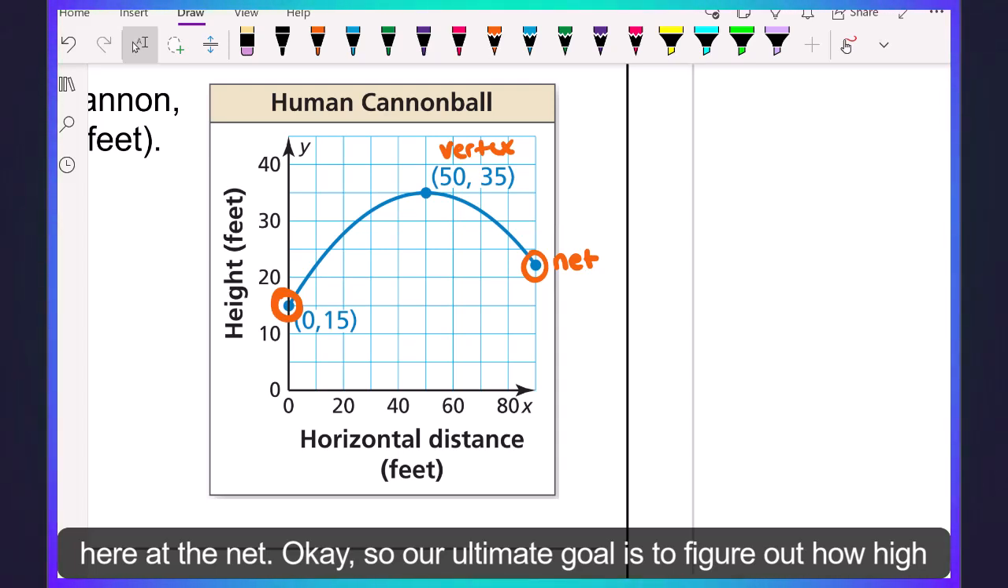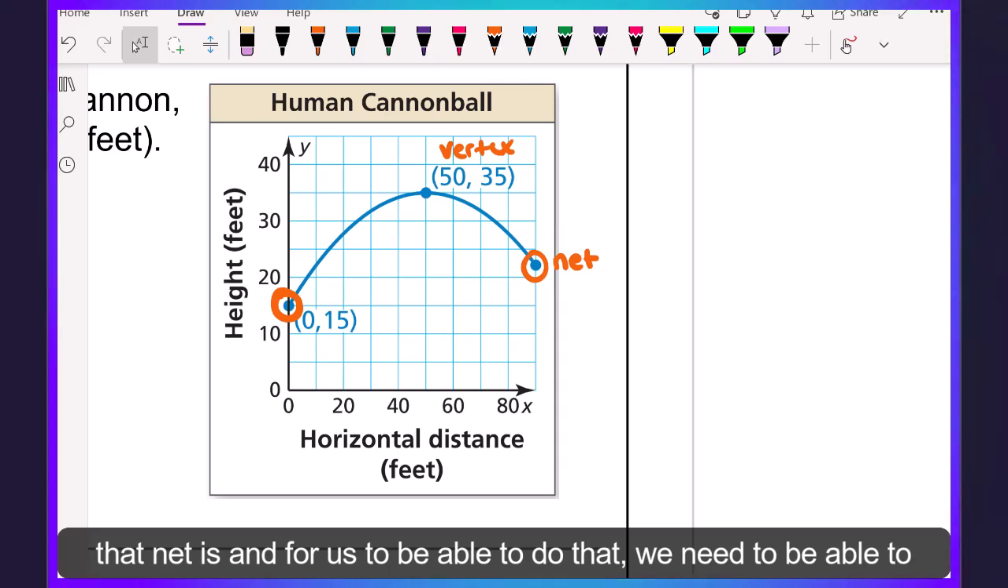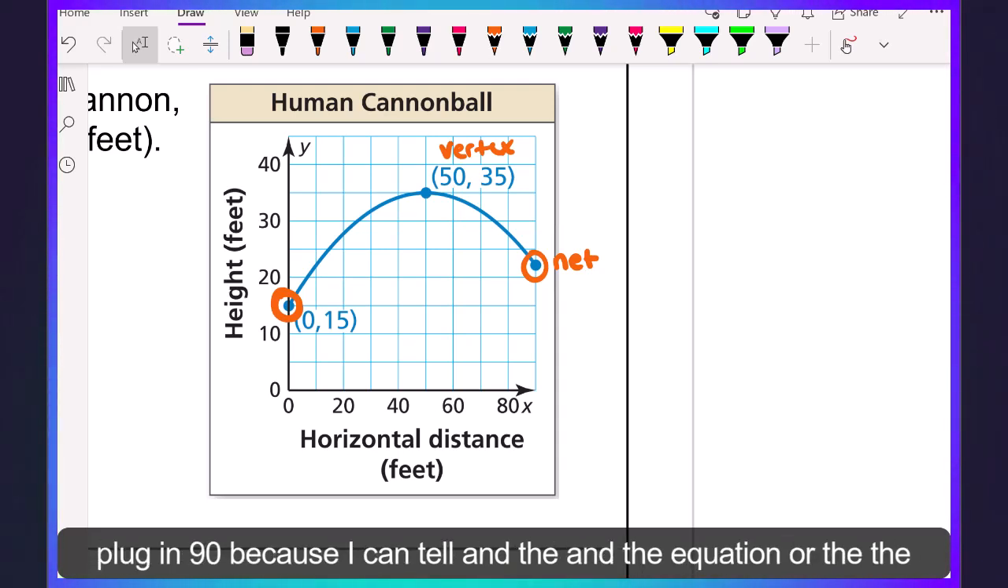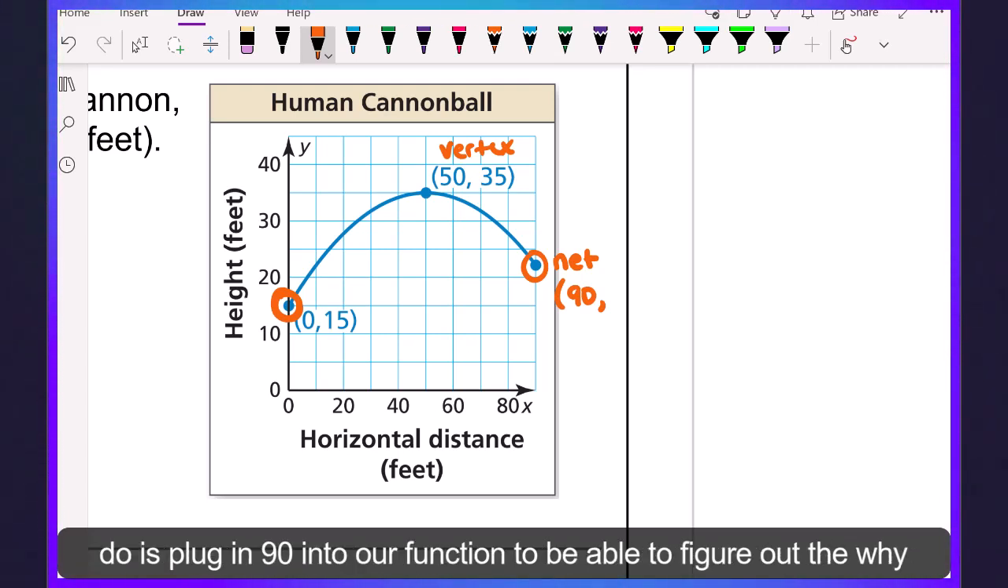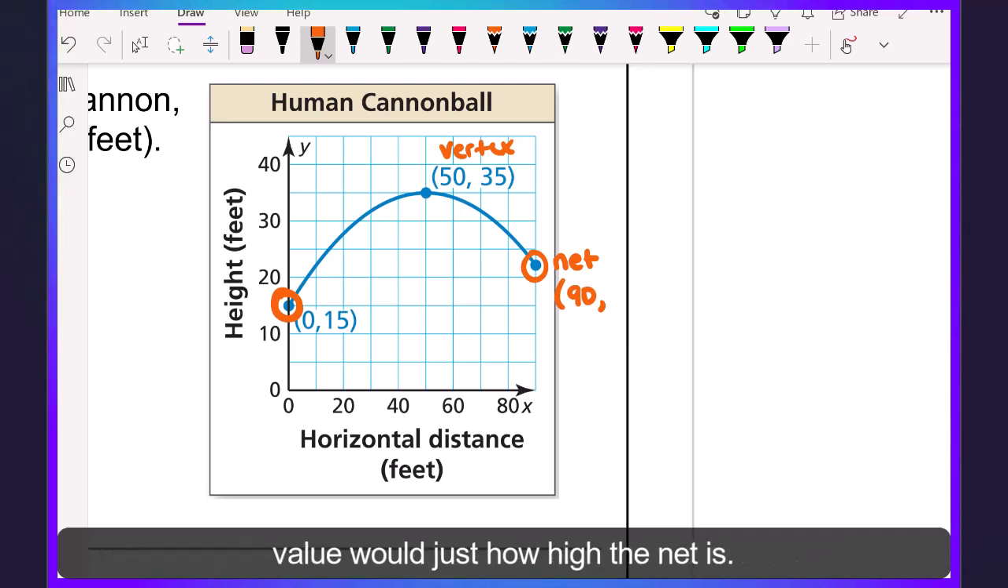So our ultimate goal is to figure out how high that net is. And for us to be able to do that, we need to be able to plug in 90 because the problem said that x was equal to 90. So what I need to be able to do is plug in 90 into our function to be able to figure out the y value, which is how high the net is.